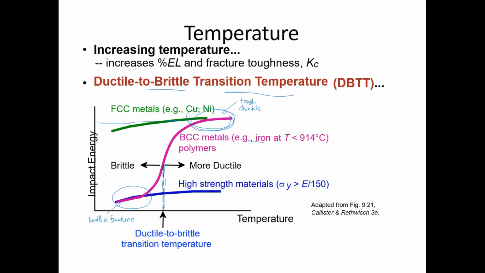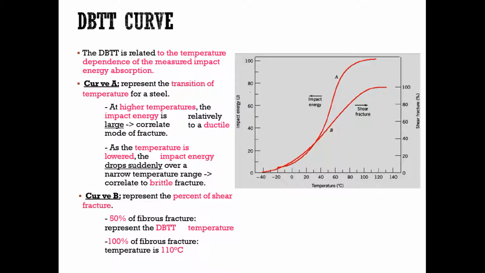On the other hand, FCC metals, for example copper and nickel, do not experience this DBTT. Why? Because we can see the impact energy absorbed by these materials is higher, and if the impact energy is higher, it means they experience ductile behavior. This is the impact energy versus temperature, and we can also see the percent of shear fracture. Curve A represents the transition temperature for a steel.